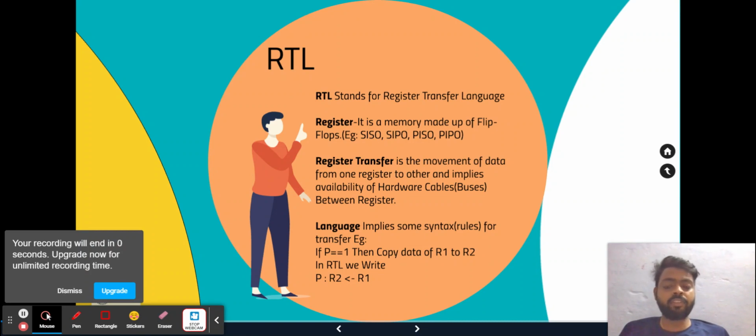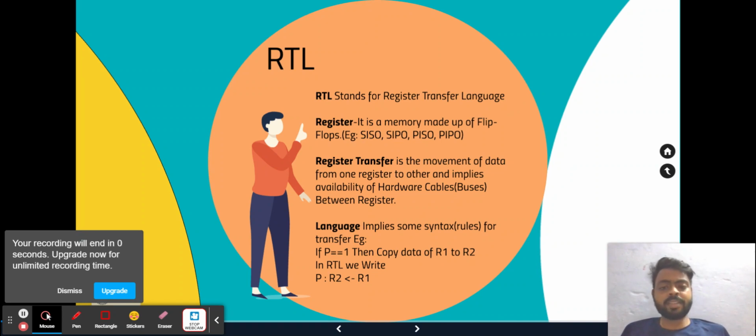This kind of two-bit information cannot be stored in a single flip flop. So you combine flip flops and form a register. A 2-bit register can store such information. If we combine 4 flip flops, we'll have 4-bit registers. If we combine 8 flip flops, we'll have 8-bit registers. So the registers which you have studied in previous semesters include SISO, serial in serial out, SIPO, serial in parallel out, PISO, parallel in serial out, and PIPO, parallel in parallel out.